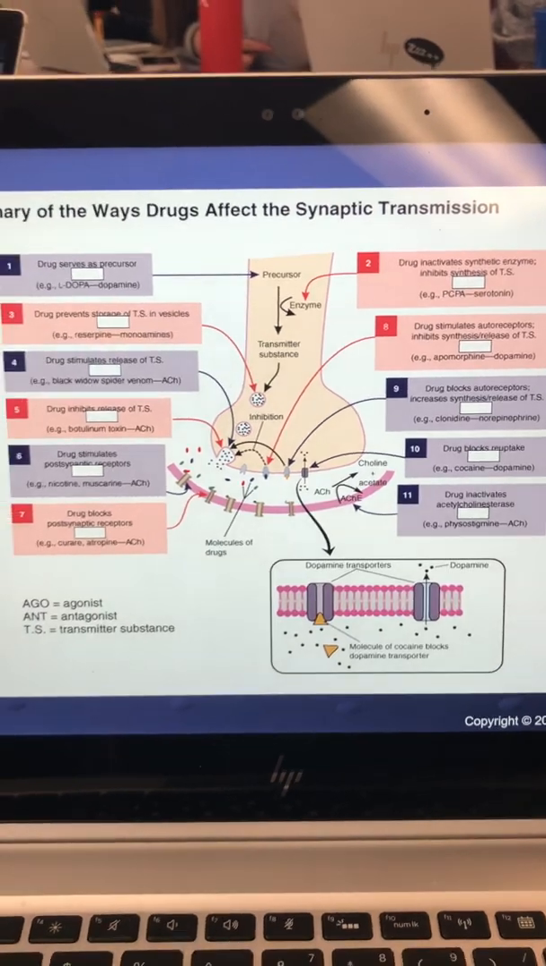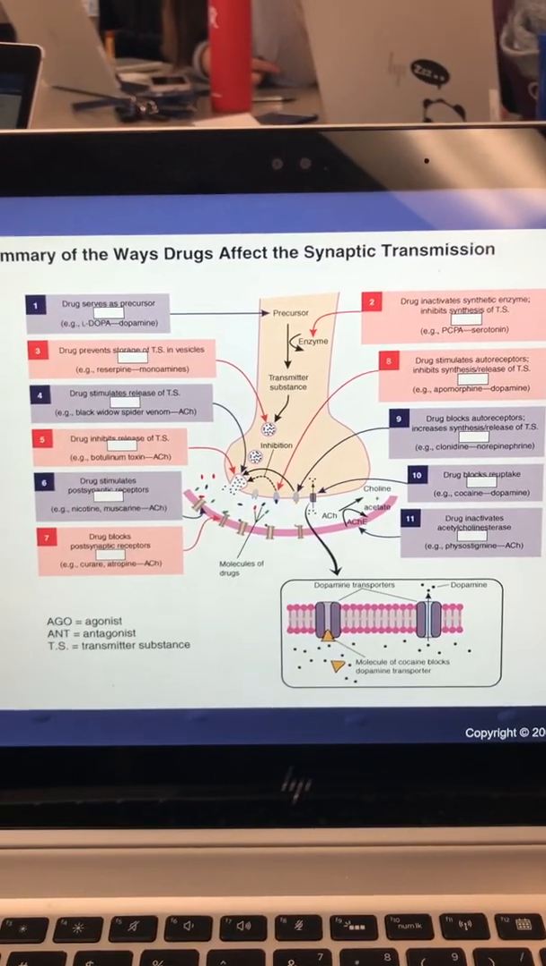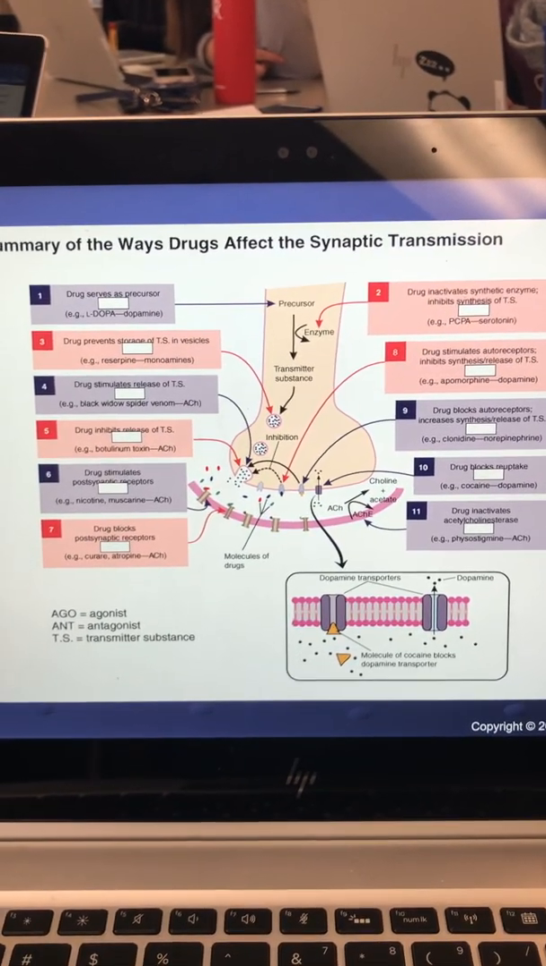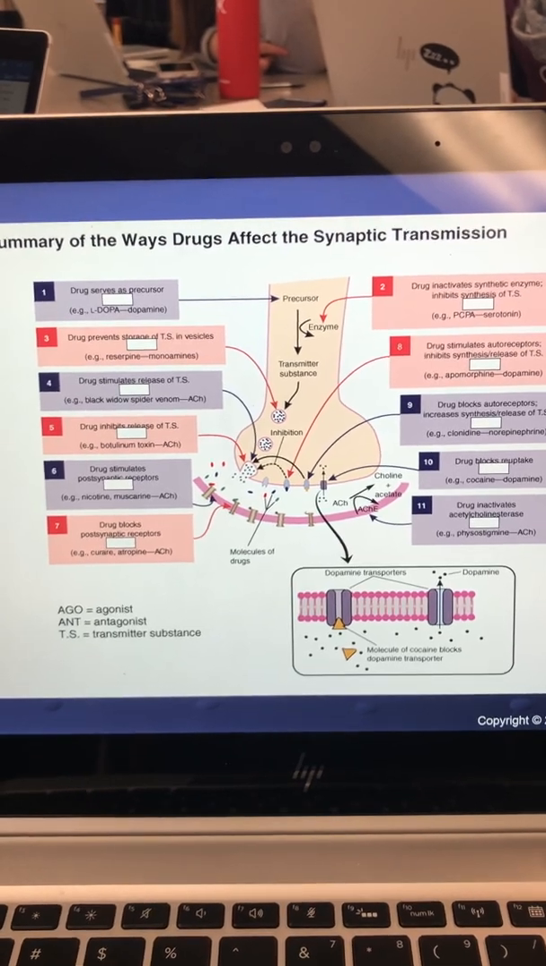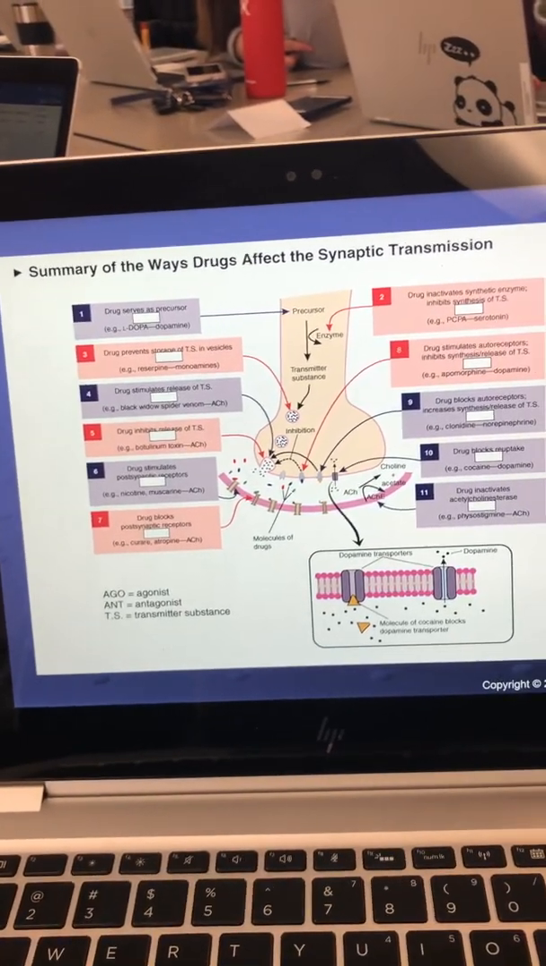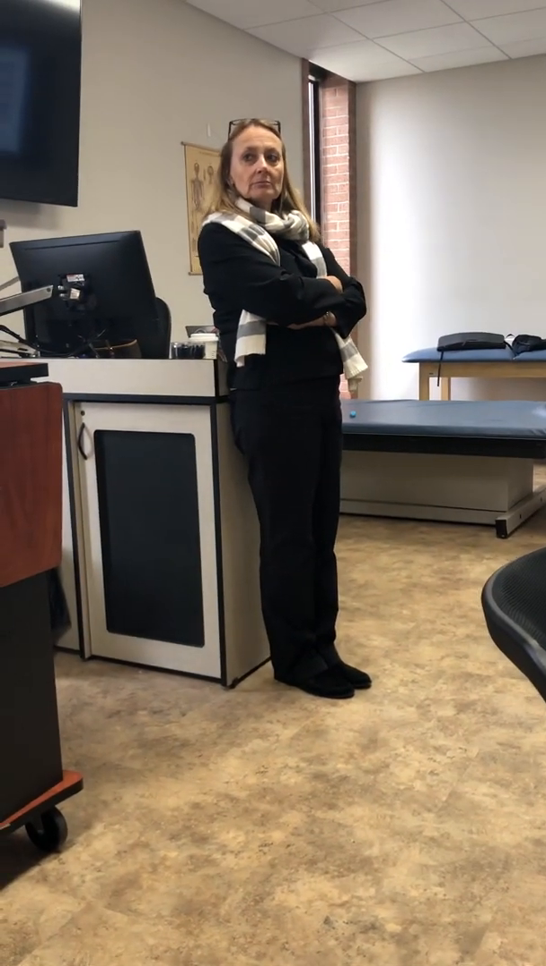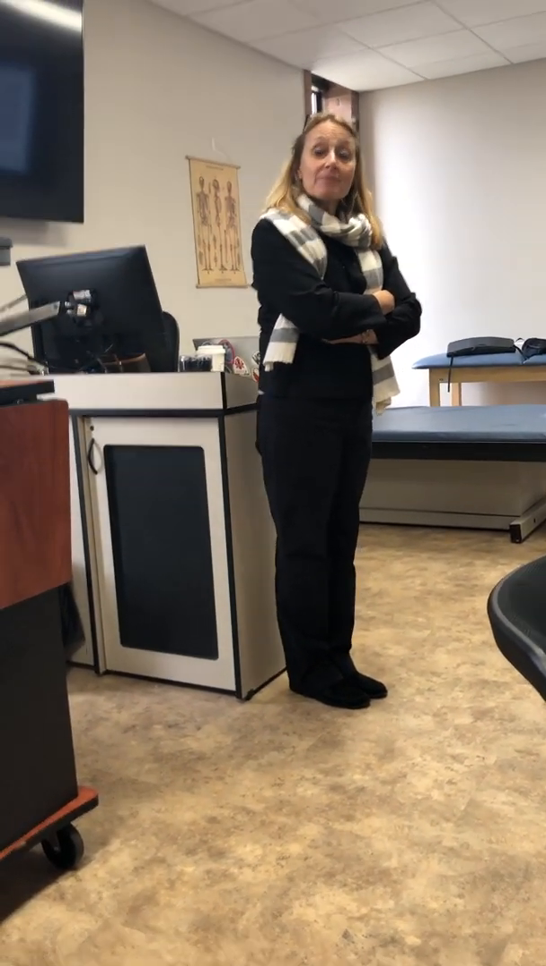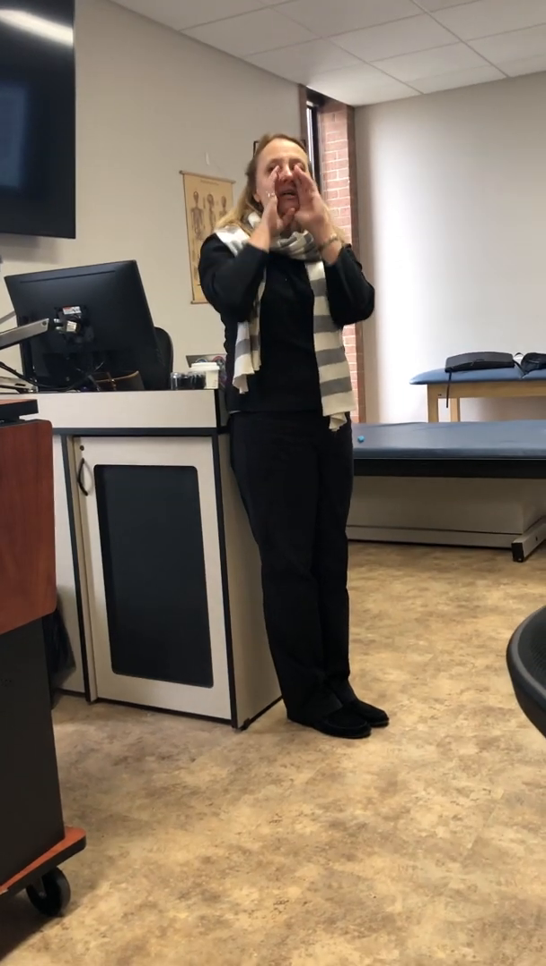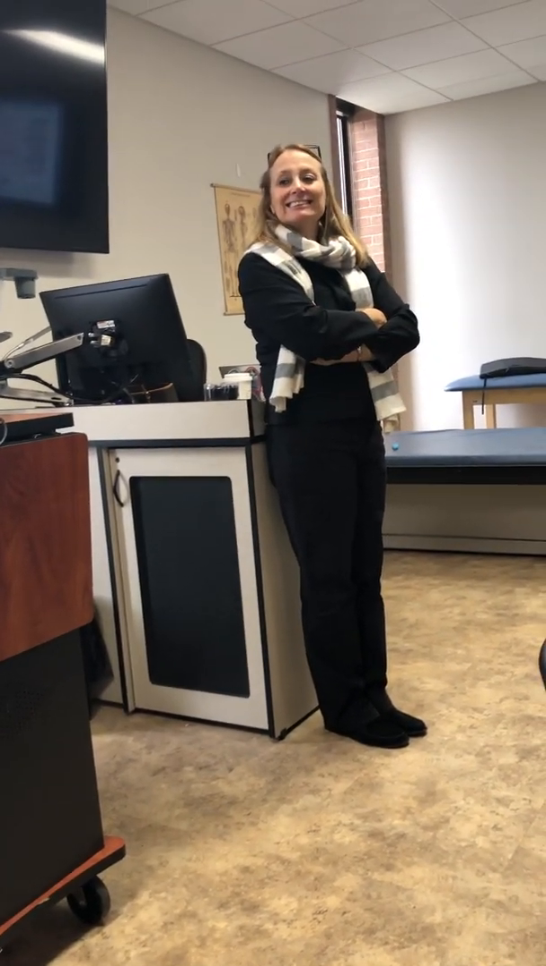Okay, 11, drug inactivates acetylcholinesterase, and that's just an example. It's basically the enzyme that breaks down the neurotransmitter. I don't want to answer again, let somebody else go. How about someone from the faculty area? Number 11, give it a go.